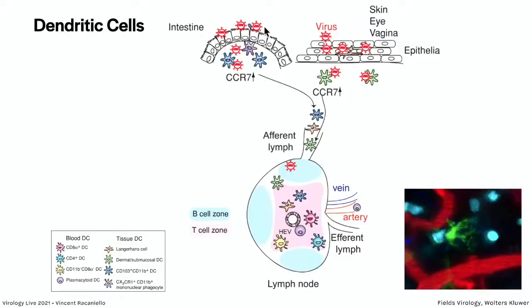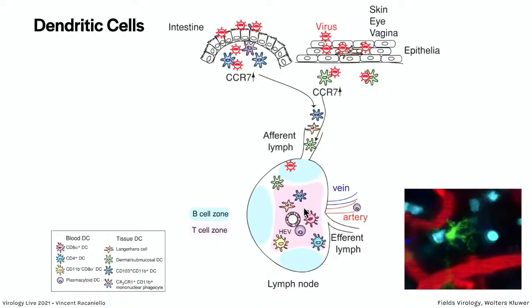What are they looking for? They're looking for peptides or proteins. They will then bring those back to the lymph node, because the dendritic cell itself is not going to say whether it's foreign or not. It may pick up a self peptide. What does determine if it's foreign are the T cells in the T cell zone of the lymph node.